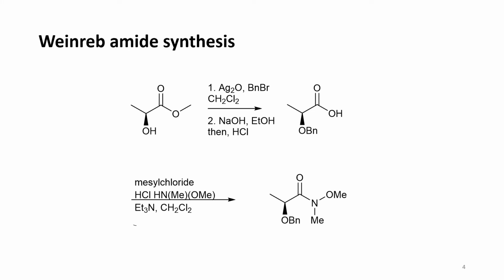Looking in the forward direction of the synthesis, we started with the lactic acid derivative and added silver oxide as a Lewis acid catalyst. To protect the hydroxyl group, we used benzyl bromide. Then, without purification, we concentrated the protected ester and added sodium hydroxide and ethanol, followed by an acid quench to form the acid. This process is also known as saponification. Once we had the acid, we formed the Weinreb amide using mesyl chloride and the Weinreb amine salt.